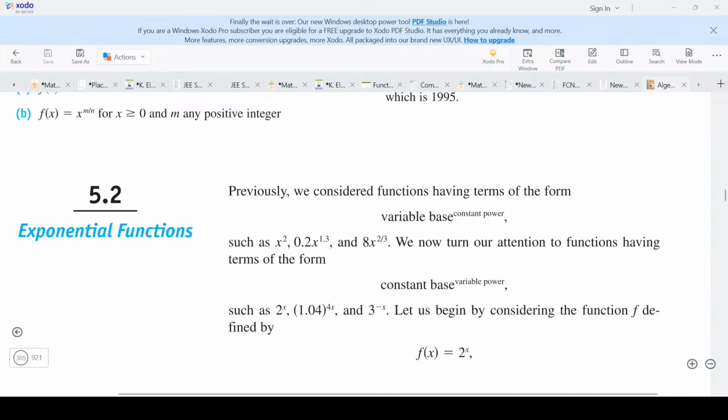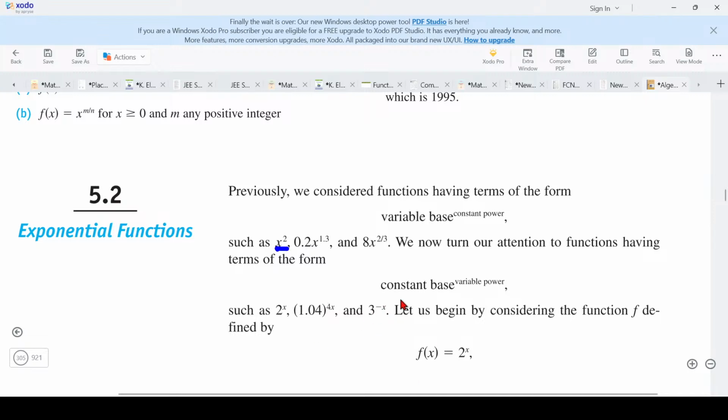Okay. So earlier we were discussing regular functions like polynomial functions, for example x square, x cube, where the variable is at the base and it is raised to some constant power. It is the opposite when we talk about exponential functions. We discussed these also briefly, right? 2 power x, e power x, etc.